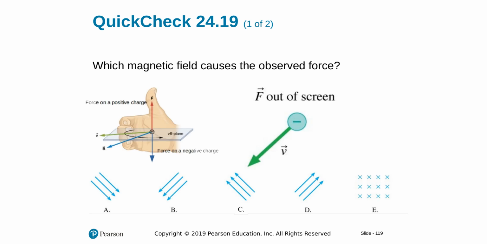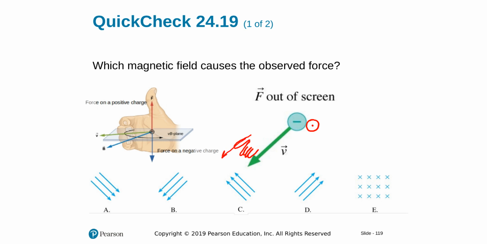Another question here, imagine with me, and let's solve this together. Which magnetic field causes the observed force? Force is out of the screen, so my thumb should be out of the screen. I put my hand along the velocity, four fingers along the velocity. Then I rotate my arm to curl my fingers in a direction where the force will be out of the page. But keep in mind the right hand rule applies to positive charges.